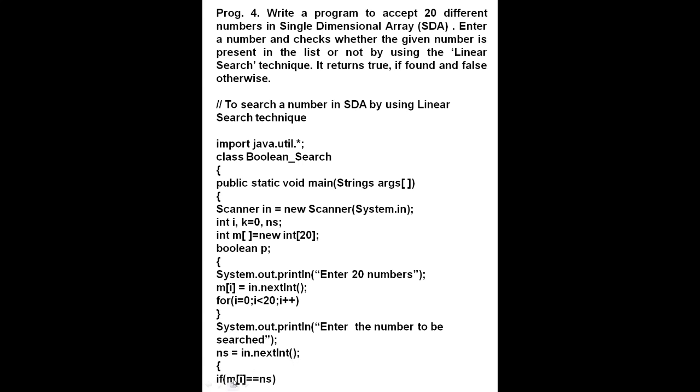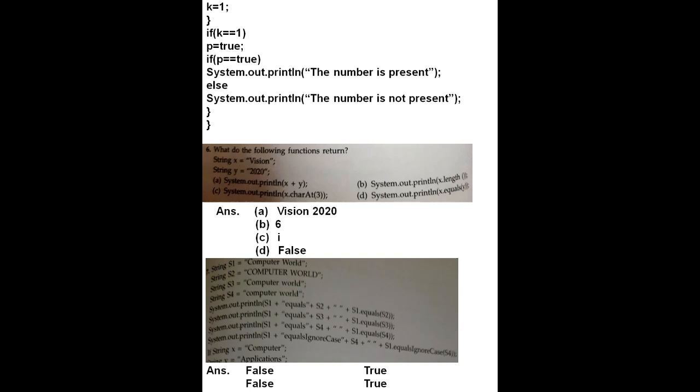Now the condition, if m[i] equals the number. If that number is present in the m[i] loop, then k becomes 1. If k becomes 1, then p is equal to true, meaning the number is found. Then if p equals true, System.out.print the number is present, otherwise the number is not present. Then close the curly brackets two times.